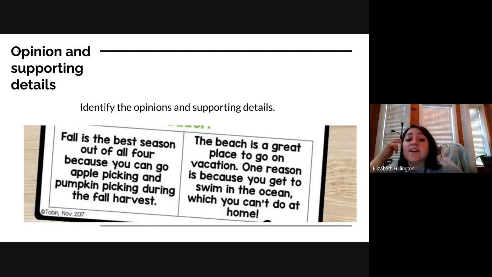So it says here, so those are the two reasons why he thinks that fall's the best. So those are his proving points. He wants to make sure that you know this is why fall's the best. All right, so here's the next one.